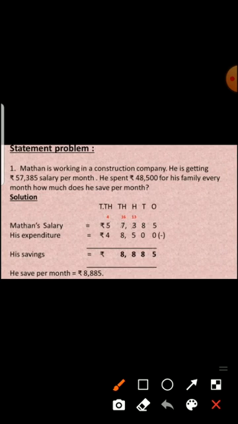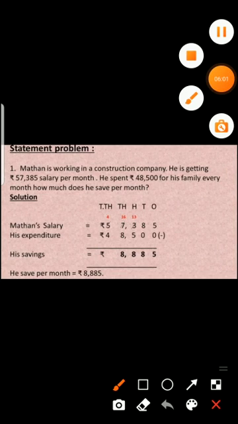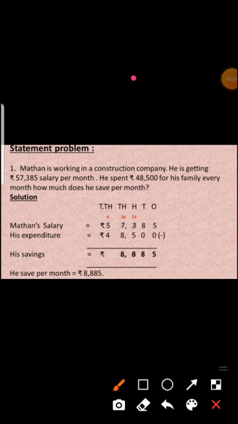Now let's take a word problem related to subtraction. See the problem. Madan is working in a construction company. He is getting rupees 57,385 salary per month. He is paying 48,500 for his family. So every month he is spending 48,500 for his family expenditure. So how much does he save per month?